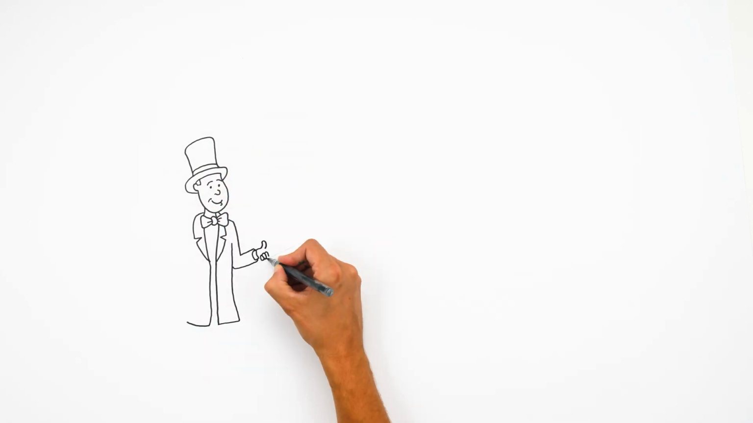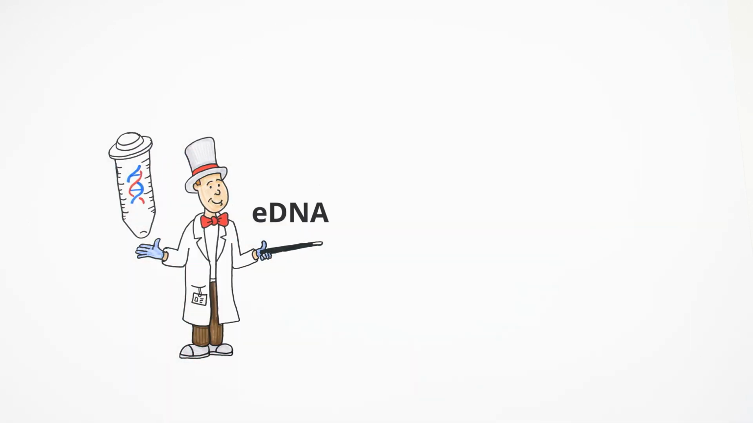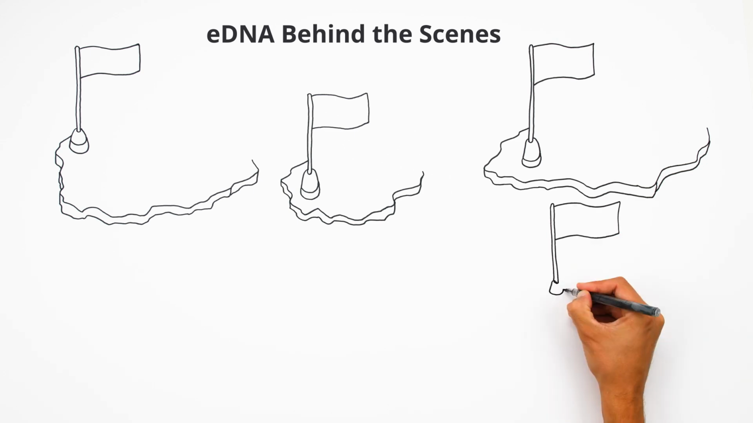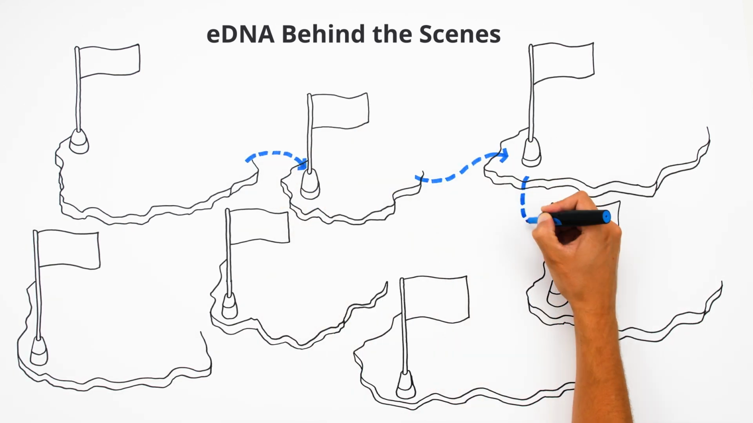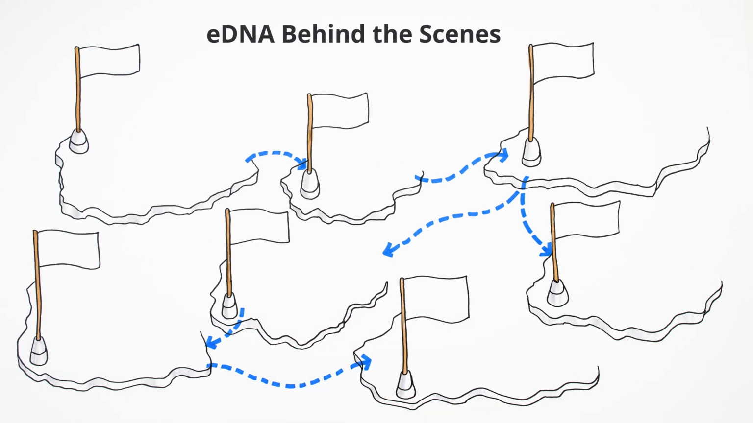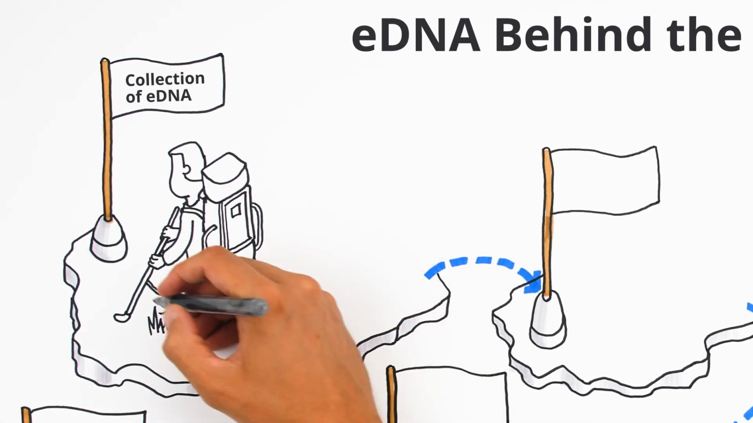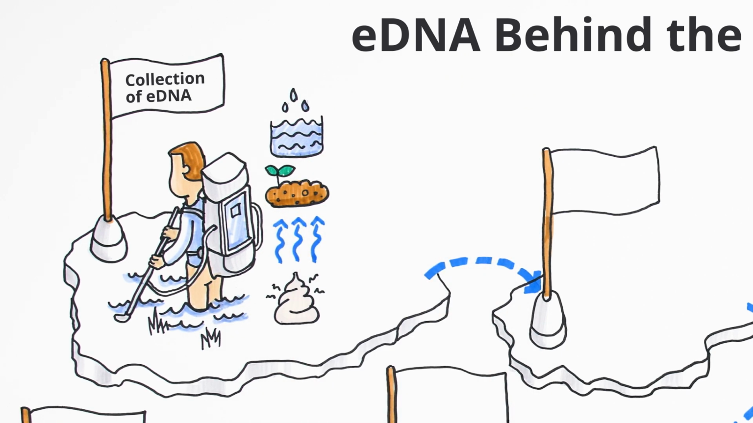Have you ever wondered what happens to an eDNA sample after you collect it from the environment? Let's take a journey behind the scenes and demystify the lab process that transforms eDNA into a biodiversity treasure map. Our adventure begins with collecting eDNA from various sources: water, soil, air, or even scat.